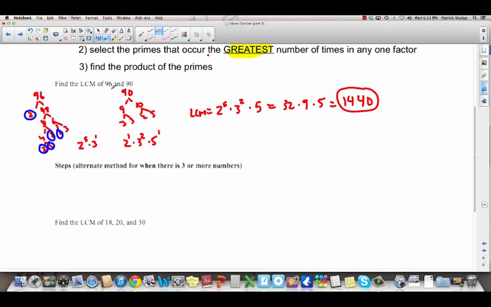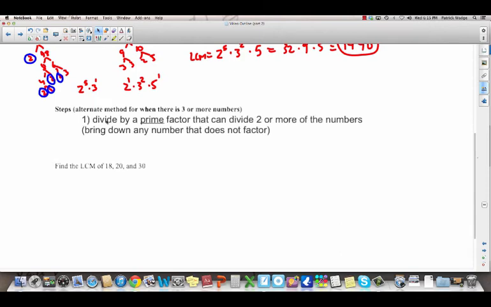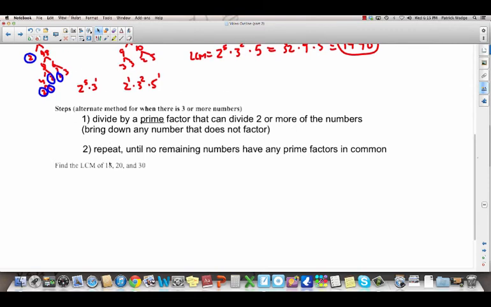So if you counted by 96, one of the numbers you'd hit is 1440, and if you counted by 90, you'd also hit that number. Okay, when there's 3 or more numbers, you can do the exact same thing I just did here, or there is an alternate method, which I'd never seen before. It's kind of cool. It's the first time I saw it, so there you go, I learned something. This is for when there's 3 or more numbers. You could divide by a prime factor that can divide 2 or more of the numbers, bring down any number that does not factor, and then repeat until no remaining numbers have any prime factors in common. Blah, blah, blah, blah.